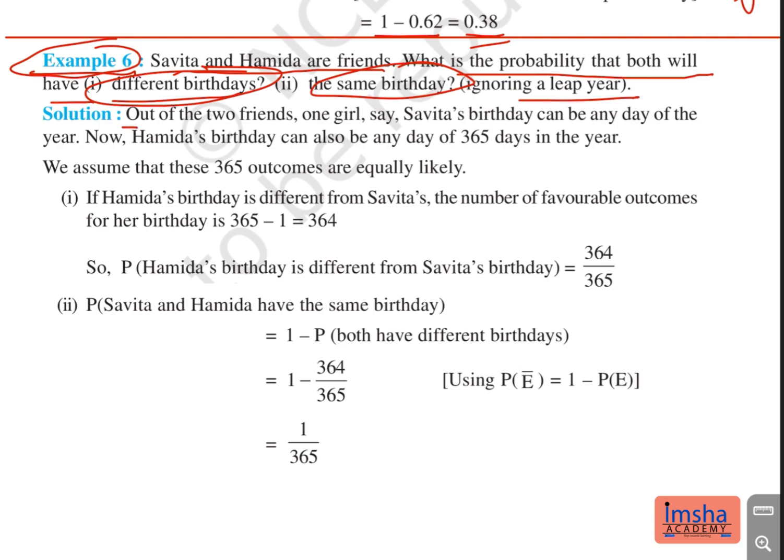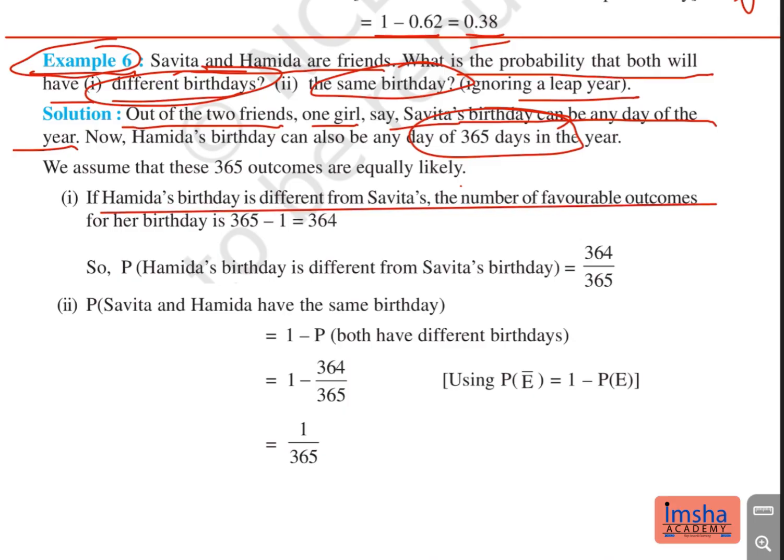Okay, out of two friends, one girl says Savita's birthday can be any day of the year, right? It can be any day, 10, 20, 25, 5, whatever it is. We don't know that. Now Hamida's birthday can also be any day in 365 days. We assume that 365 outcomes are equally likely. If Hamida's birthday is different from Savita's birthday, the number of favorable outcomes for her birthday is 365 minus 1.